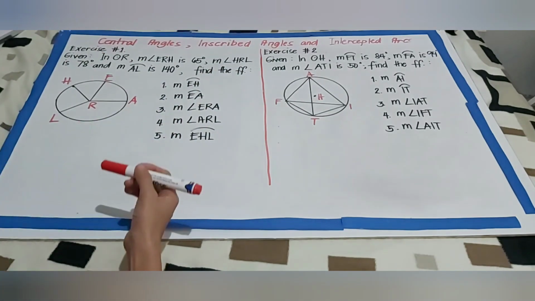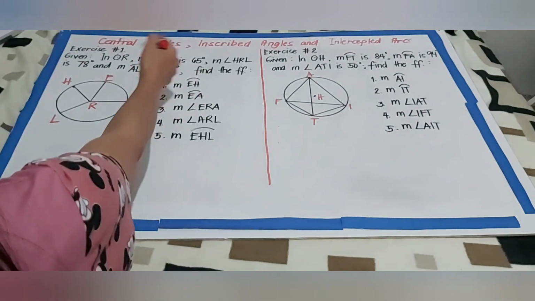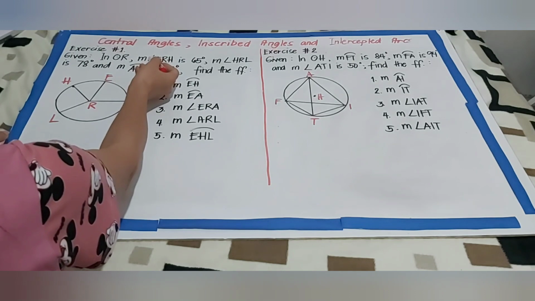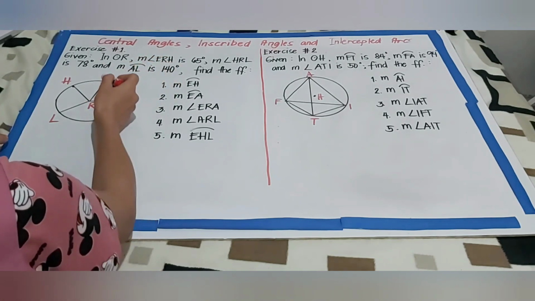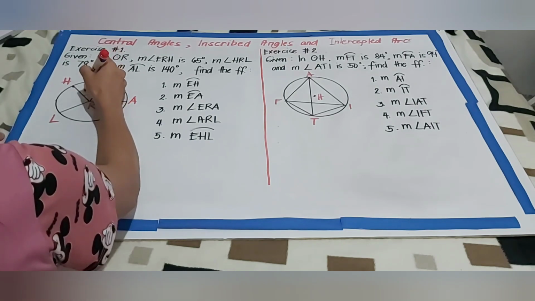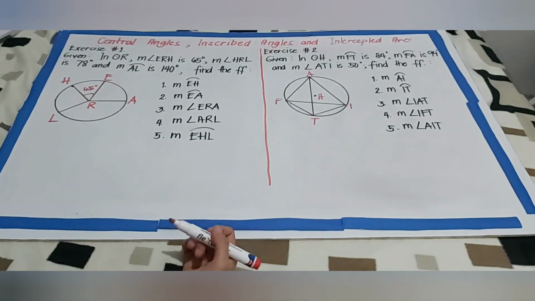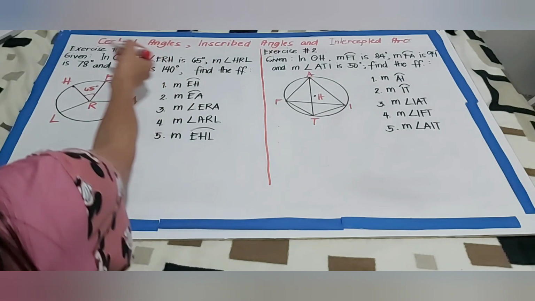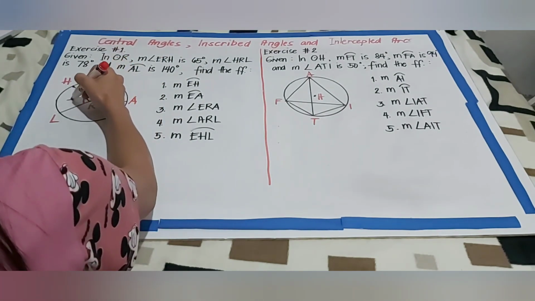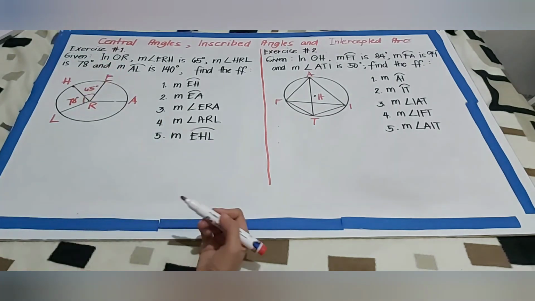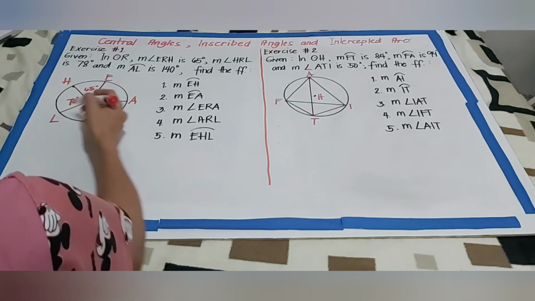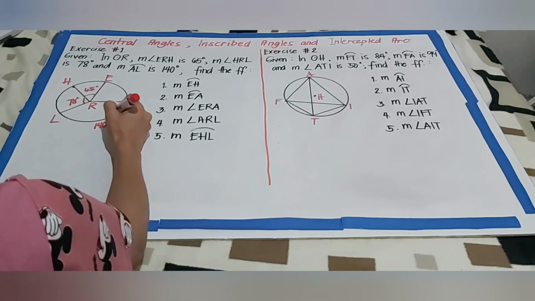So, ang una natin gawin ay isulat na natin yung values na meron tayo o yung degree measures na meron tayo. So, ERH, angle ERH, ito yun. So, this is 65 degrees. And then, angle HRL, 70 degrees. Ano yun? HRL, ito siya. 78 degrees. And then, arc AL is 140 degrees. AL, arc. So, this 140 degrees.